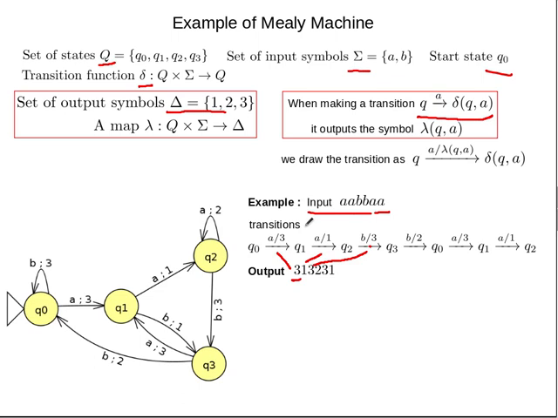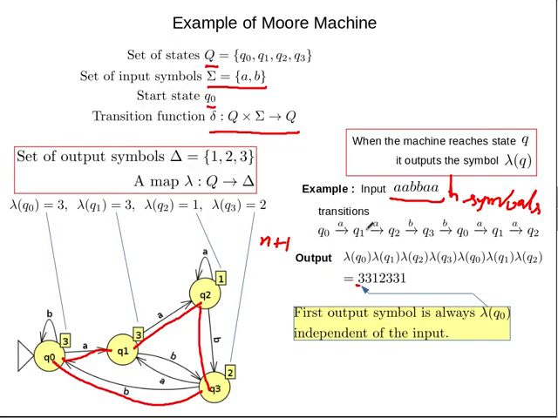Now formally, how do we define this thing? The DFA was defined as a 5-tuple: Q, sigma, delta, Q0 and F. Here you have Q, sigma, capital delta, then small delta, then lambda, and then you also have Q0.